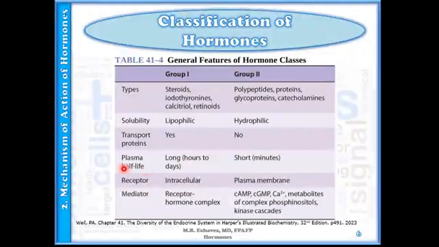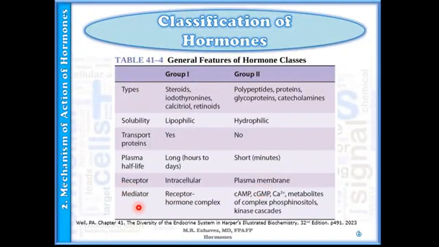For the placement of the receptors, since your lipid-soluble hormones can pass through the phospholipid bilayer, they can easily pass through your cell membrane and attach to intracellular receptors. Whereas your group 2 hormones, which are water-soluble, cannot pass through your plasma membranes, and hence their receptors are found on your plasma membrane.